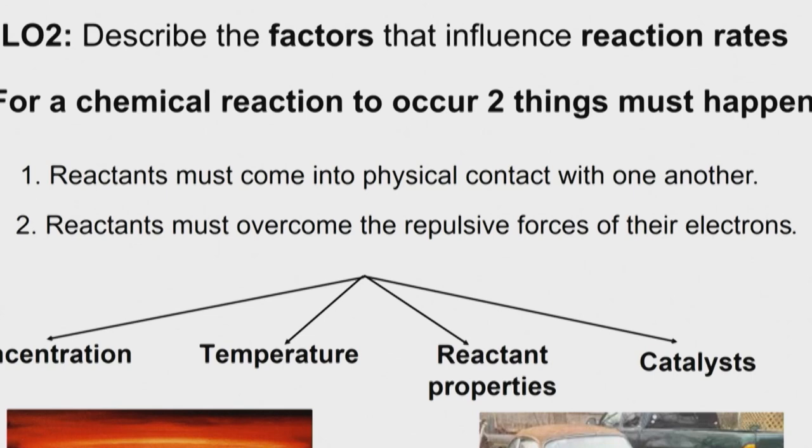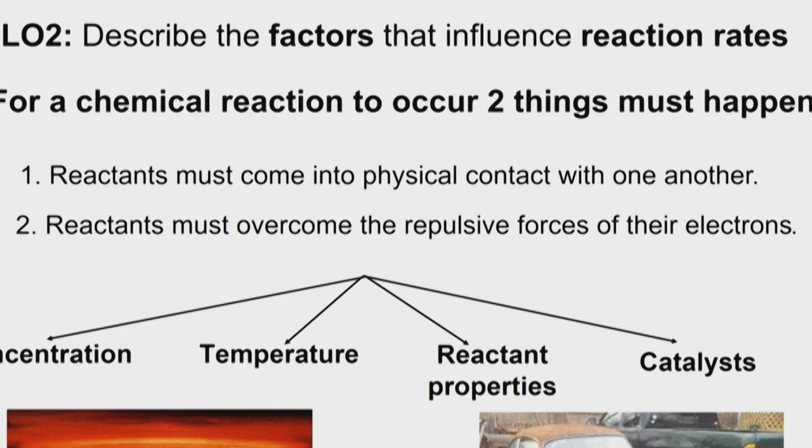There are a couple of things that have to happen in all chemical reactions. The first thing is the reactants have to come in physical contact with each other. They cannot bond with each other if they don't come into proximity of each other and come into contact. And then the next thing that happens is they must overcome the repulsive force of their electrons. So we've got those valence shell electrons going around the outside. We've got those positive and negative charges.